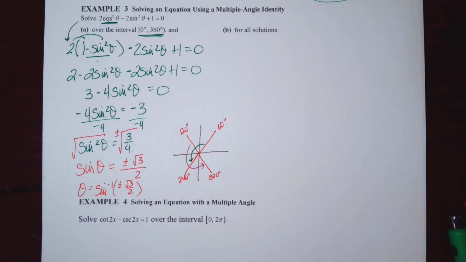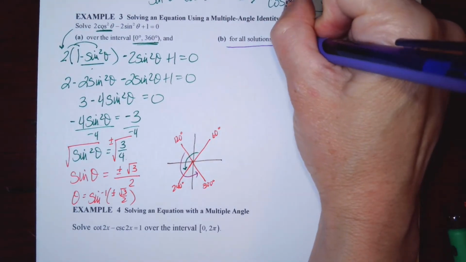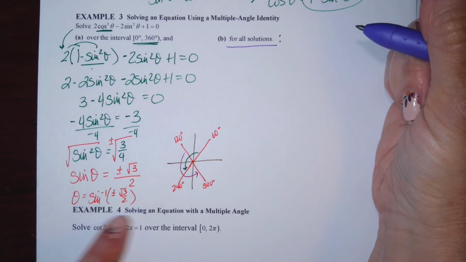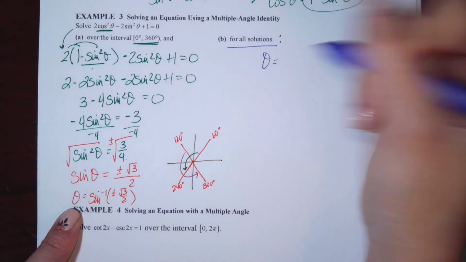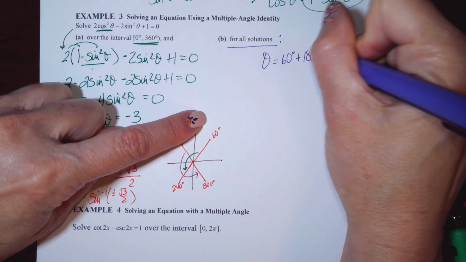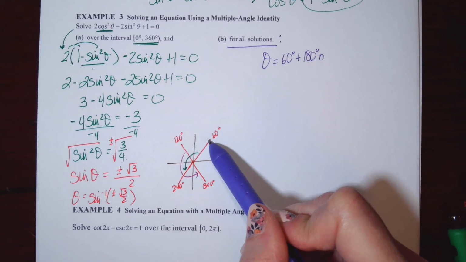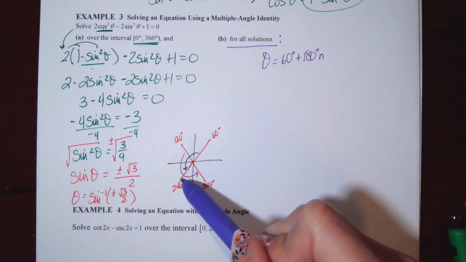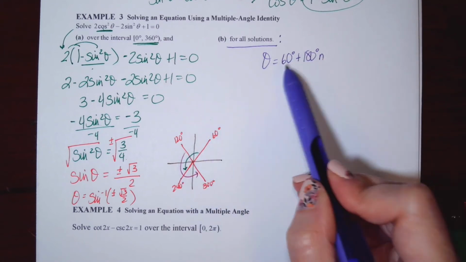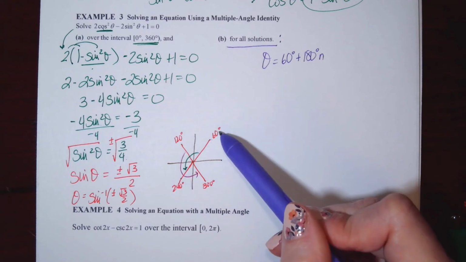So instead of writing my all solution statement with 4 separate starting places, I can just narrow it down to 2. I can say theta is 60 degrees plus 180n. Instead of having to do 60 plus 360 and 240 plus 360, I can narrow that down to just 60 plus 180 plus 180 plus 180. That gets me all of those.